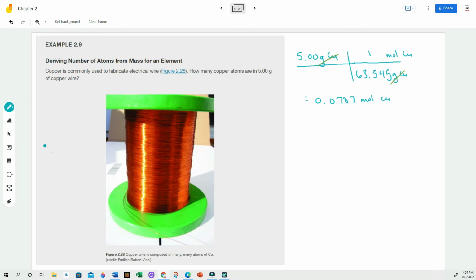Now, we're not quite done with this problem because it didn't ask us for moles of copper, it asked us for atoms of copper. So this is where we want to use Avogadro's number, because Avogadro's number allows us to convert between moles and atoms. Either, in this case, we're going moles to atoms, or it can take you from atoms to moles. So I'm going to start with my moles of copper that I just calculated.